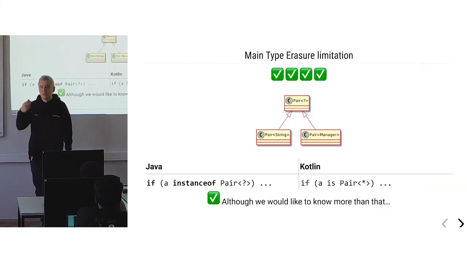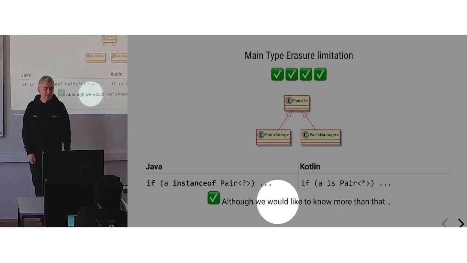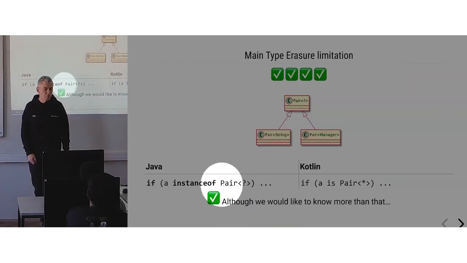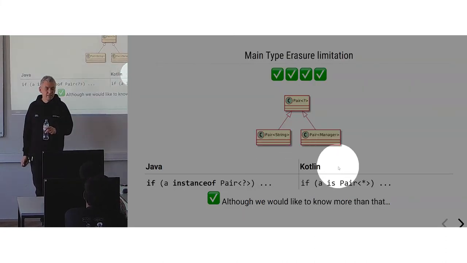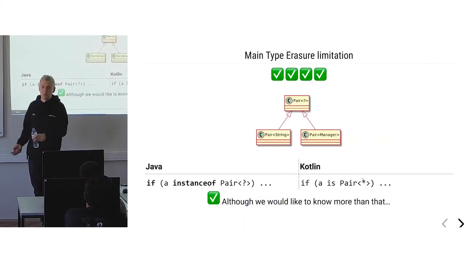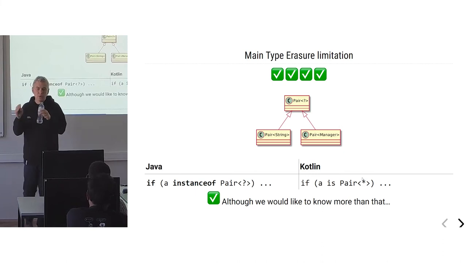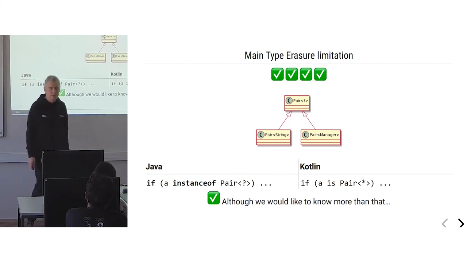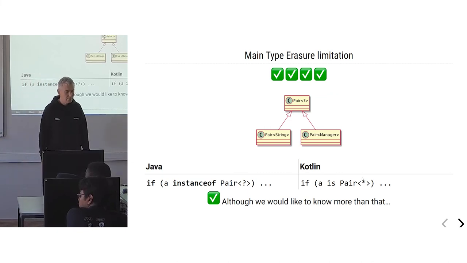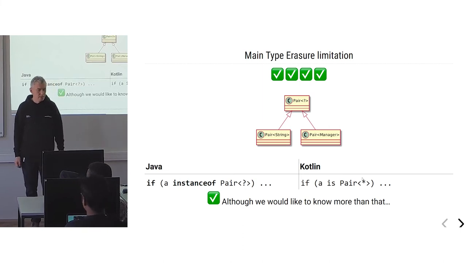All you can do is to write this code: instance of Pair of we don't care what. In this case, it's okay. We know what Pair is. In runtime, we perfectly know. We have this type-erased raw type Pair, and we can check for it. But we cannot check whether it is a Pair of String, a Pair of Manager, and so on and so forth.